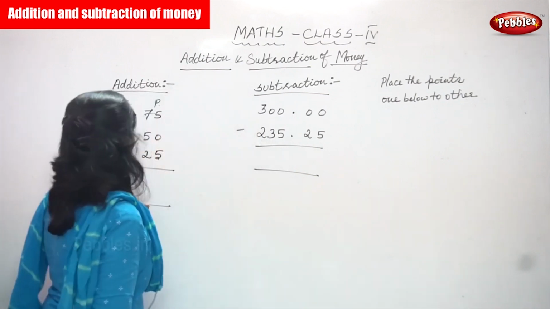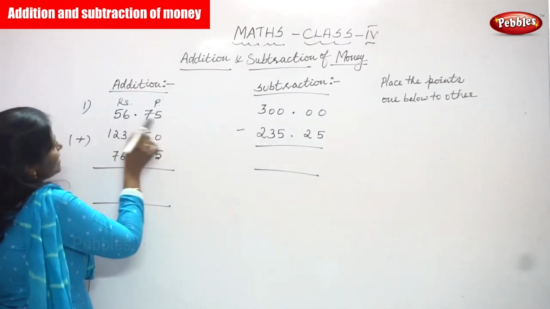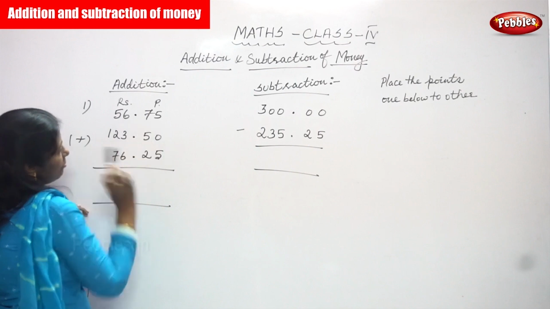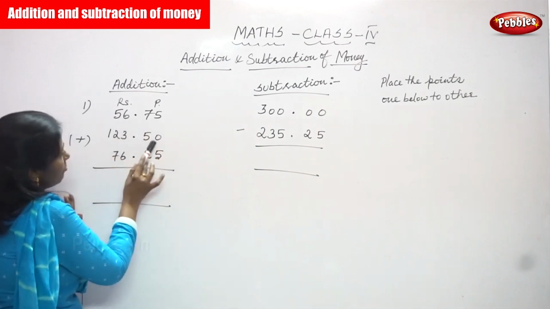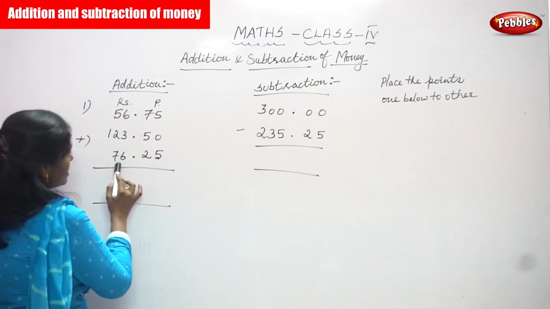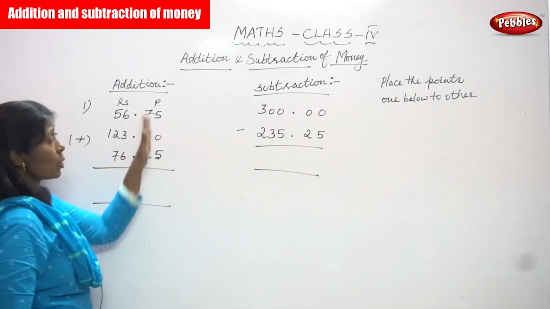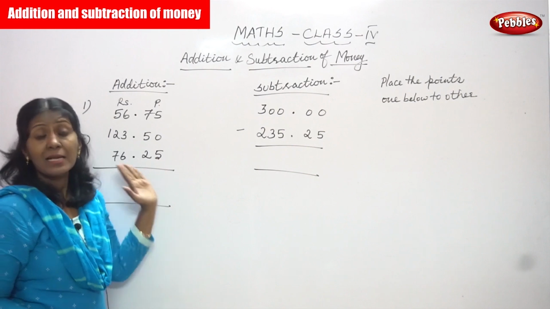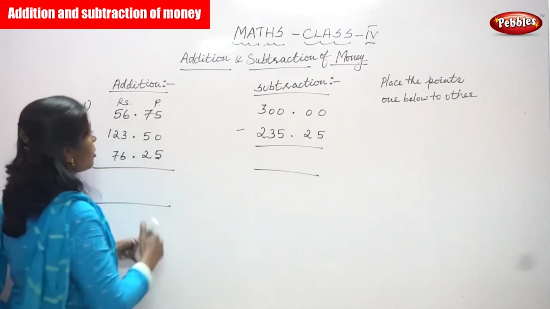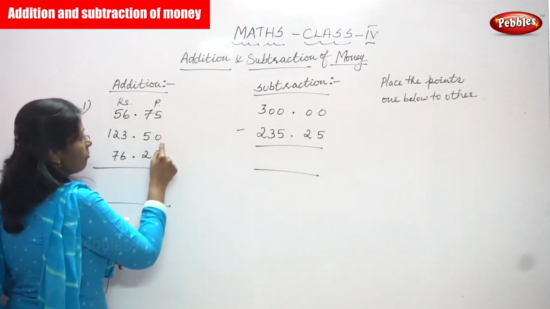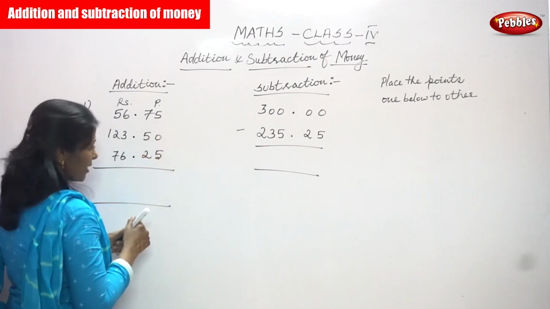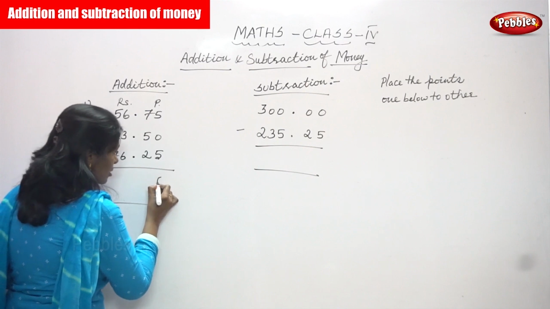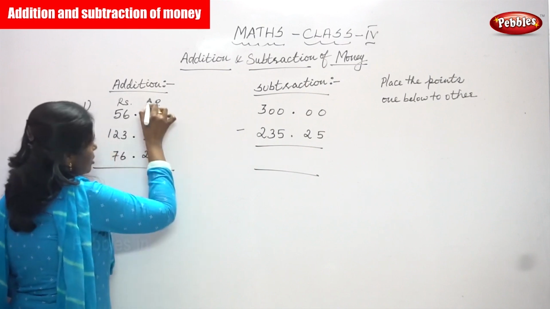Now let's start the class, that is addition. Rupees and pies: 56 rupees 75 pies, first one. The second one is 123 rupees 50 pies. The third one is 76 rupees 25 pies. First you have to calculate only the pies, then you go to the rupees. So 5 plus 0, 5. Then 5 plus 0, 5. Then 5 plus 5, you get 10. So you put 0, then the carryover goes to the next place.